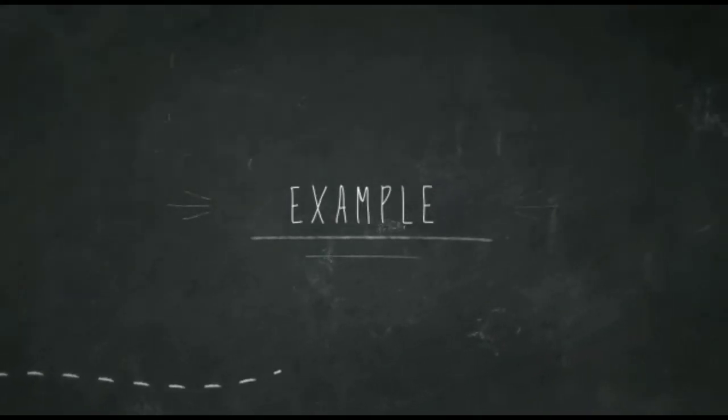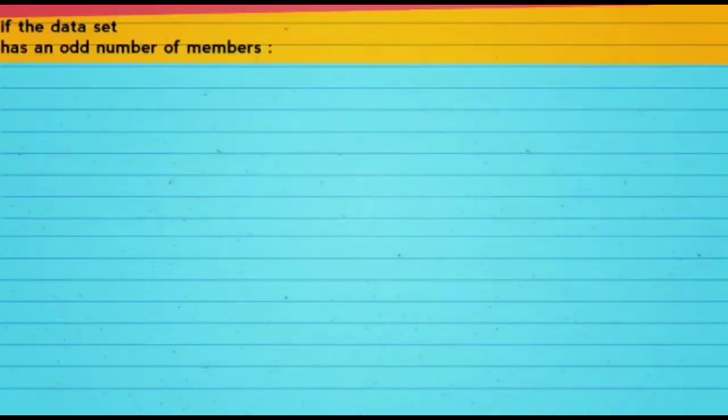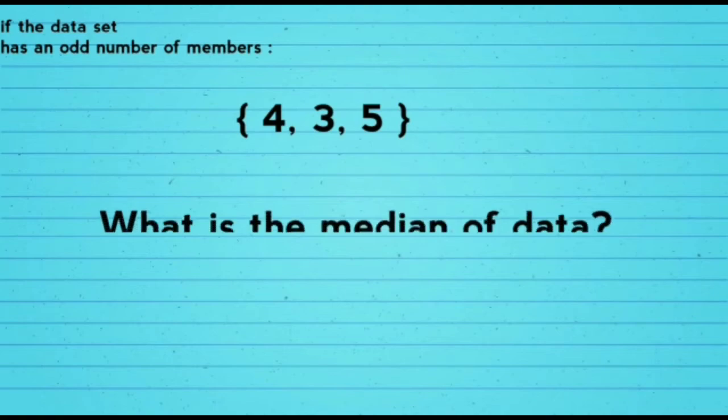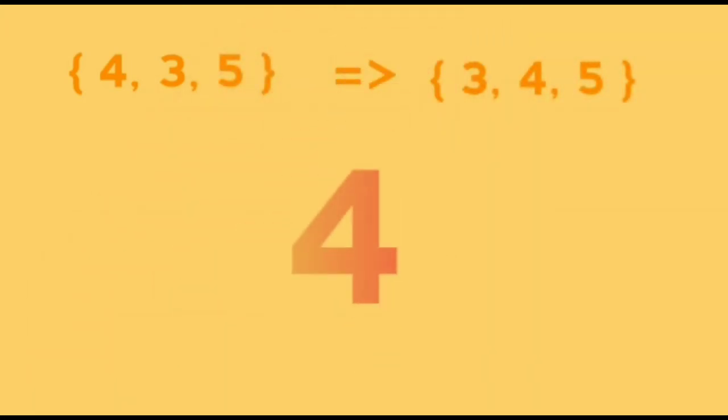Let's see an example of the median. There is a simple dataset that contains 3 numbers. What is the median of the data? Put the dataset in order from the least to the greatest value. So we have the dataset 3, 4, 5. 4 is exactly in the middle, so 4 is the median. What if the data has an even number of members?